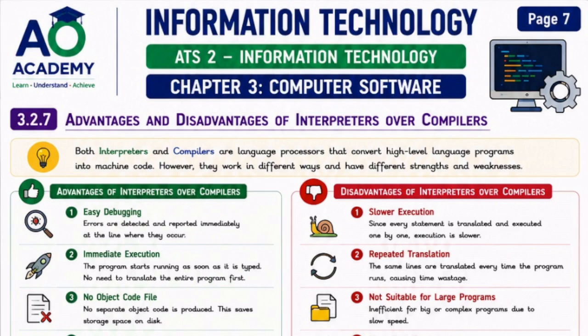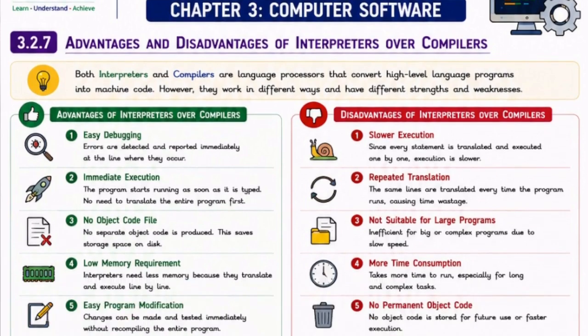So, advantages and disadvantages of interpreter over compiler. Both interpreters and compilers are language processors that convert high-level language programs into machine language. However, they work in different ways and have different strengths and weaknesses. Advantages of interpreters over compiler.